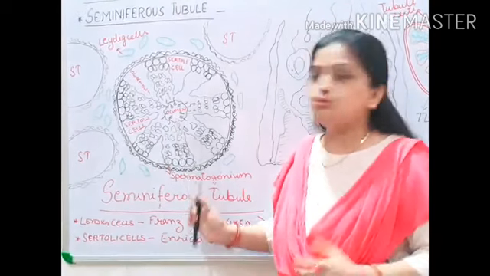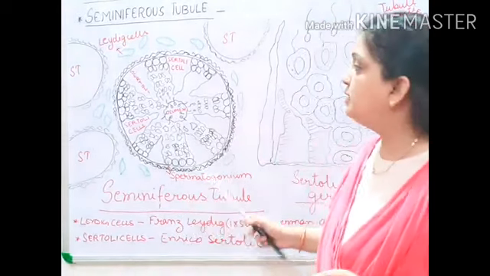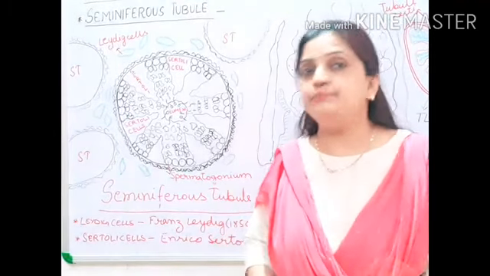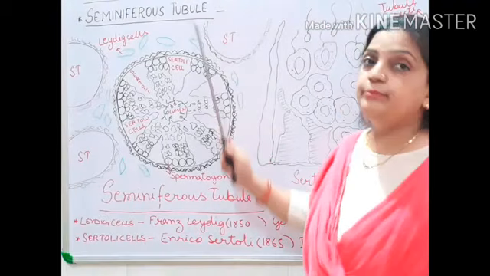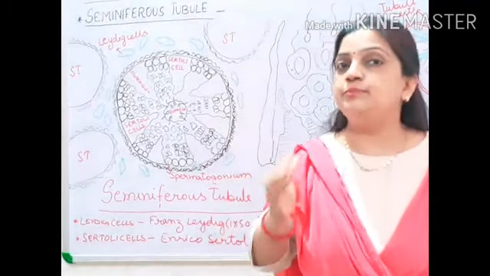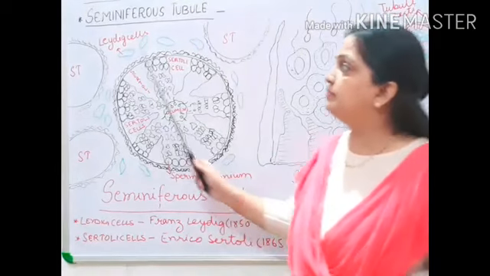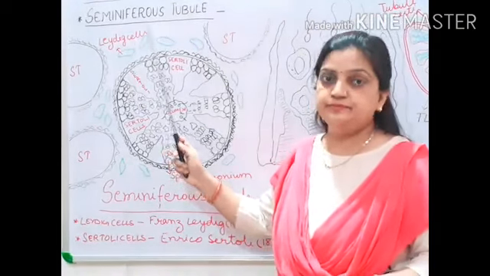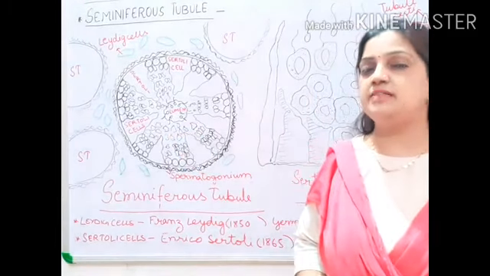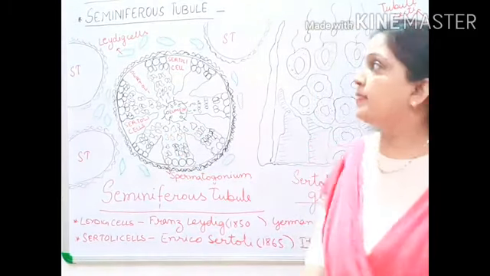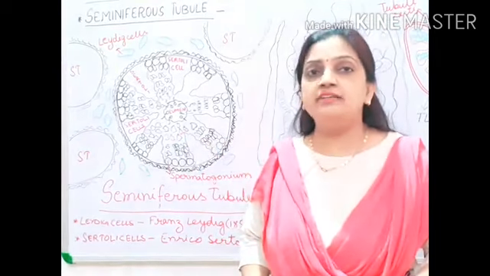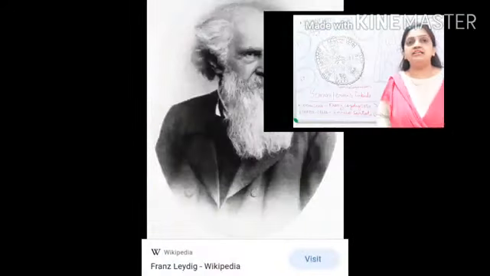I will zoom the diagram on the board a little later, but the names are very important for us to know in the beginning, the important terms in the topic of seminiferous tubule. The first term is Leydig cells. These are a special type of cells which are present inside the seminiferous tubule. This Leydig cell was discovered by Franz Leydig in 1850.